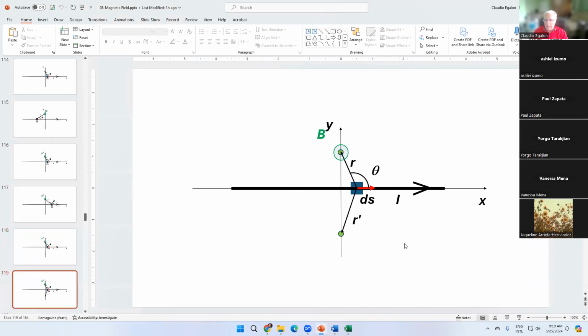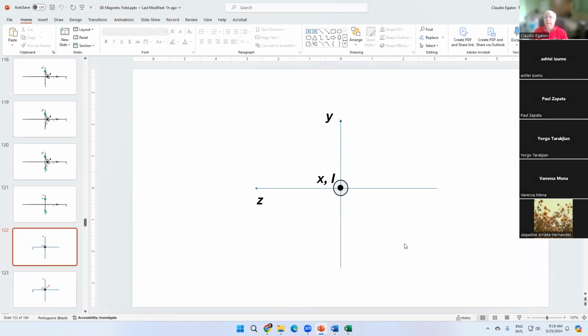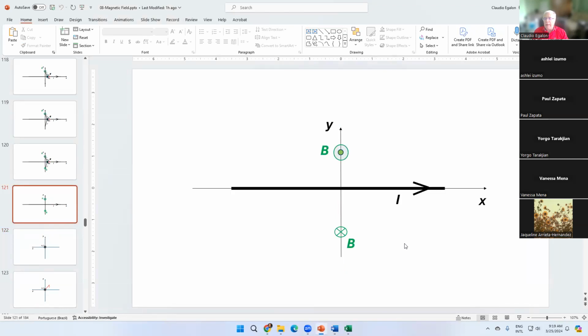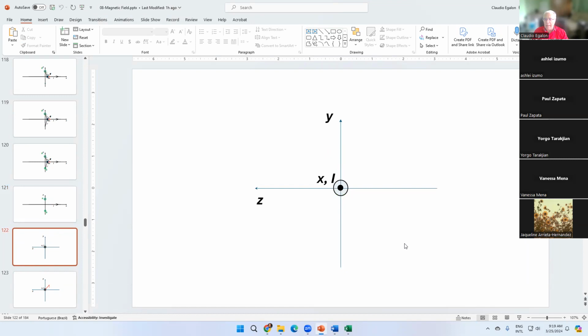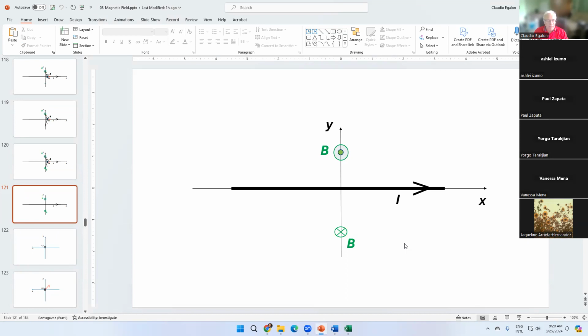Similarly, right-hand rule. I want you to look now at this wire not facing the XY plane, but facing the YZ plane, okay? So here we go, I'm going to eliminate the magnetic field here. Going back here, right-hand rule: magnetic field on the upper half of the XY plane is pointing towards you. Magnetic field is pointing away from you on the lower half. The magnetic field is circulating around this wire according to the right-hand rule, right?